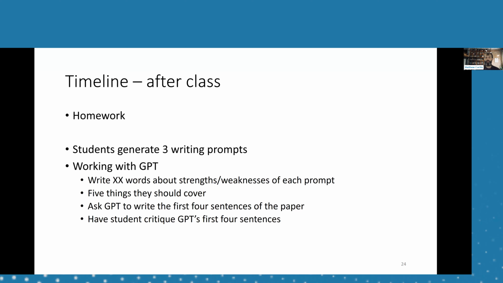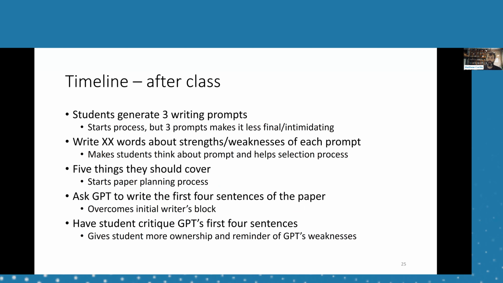And then if you wanted to help illustrate the strengths and weaknesses of ChatGPT, you can start having them work with GPT to write some strengths and weaknesses, have the AI program talk about 5 things they should cover, write the 4 sentences of the paper, and critique. So looking at the logic behind giving them these prompts, if the students generate 3 writing prompts, it starts the process, but rather than writing multiple prompts or an ambiguous number of prompts, giving them 3 makes it less final and intimidating.